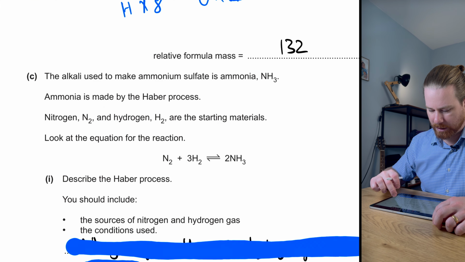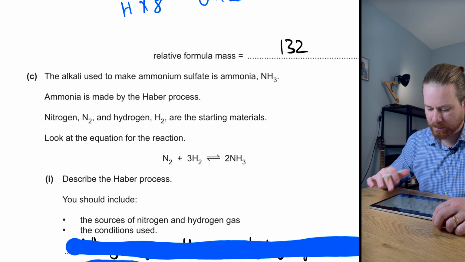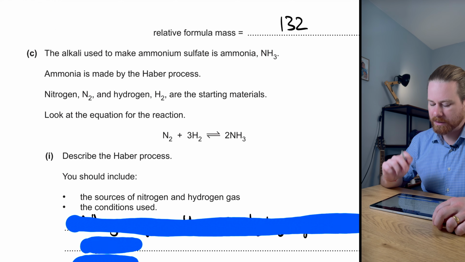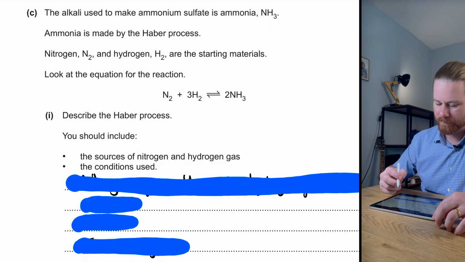Now on to the Haber process. A process you should definitely learn. An alkali is used to make ammonium sulfate. So ammonia is made by the Haber process. The Haber process is nitrogen and hydrogen reacting together.